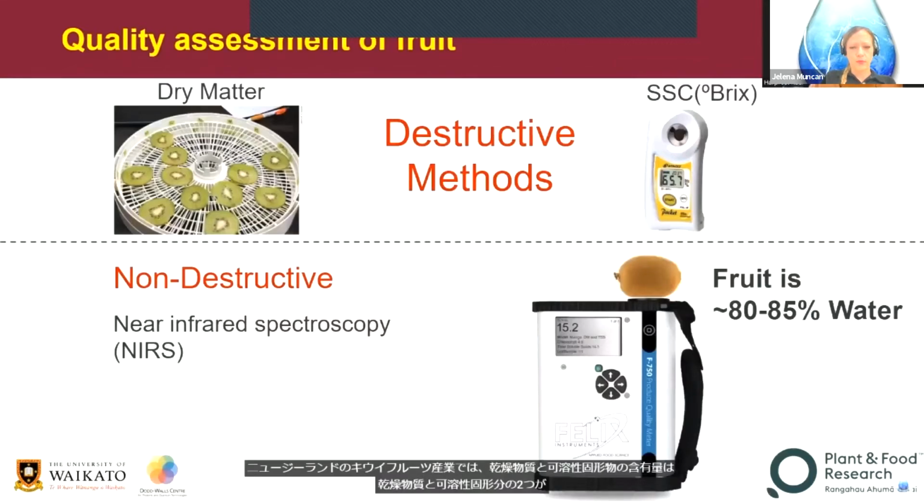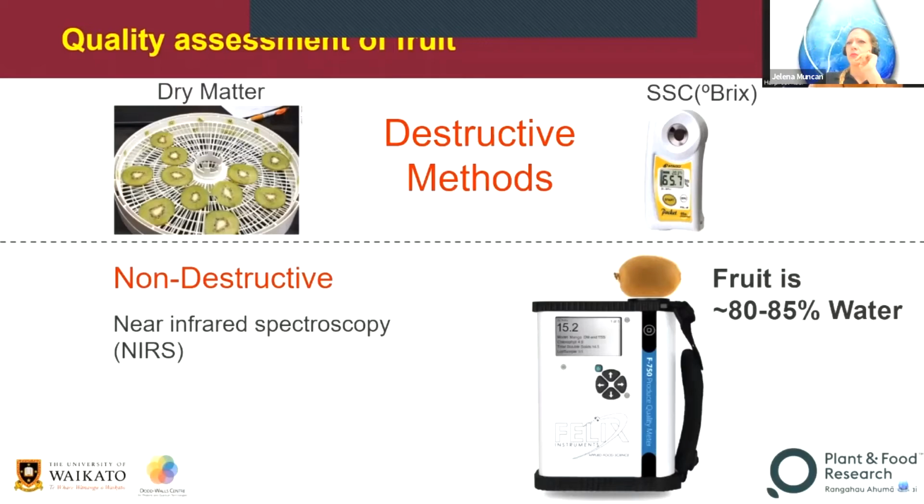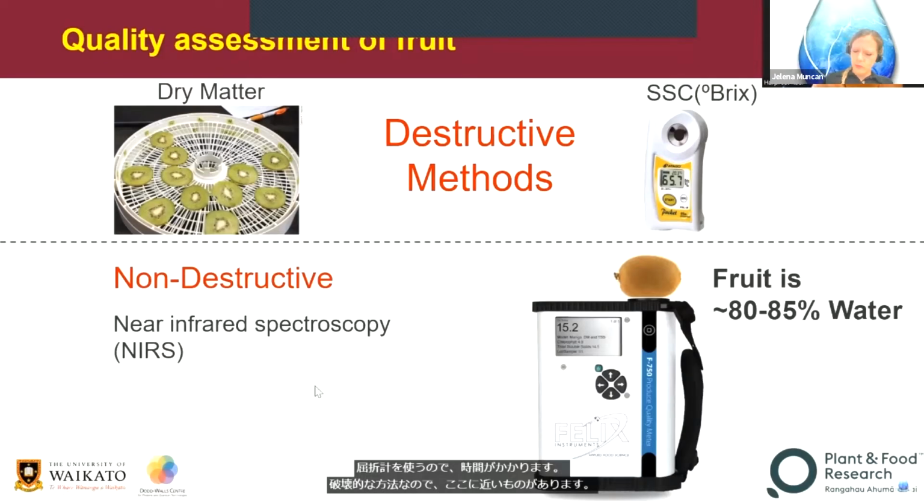So in the New Zealand kiwifruit industry, the dry matter and soluble solid contents are two important parameters. These are the internal fruit quality parameters that judge whether the fruit is ready to be harvested and how good the taste of the fruit is. These techniques are destructive in nature. Dry matter takes 24 hours to get the actual dry matter content, and SSC is by cutting the fruit, squeezing the juice onto the refractometer. So they are time-consuming, destructive methods.